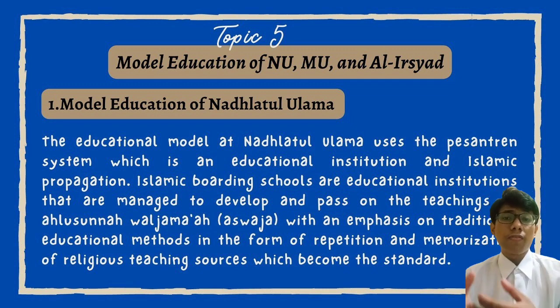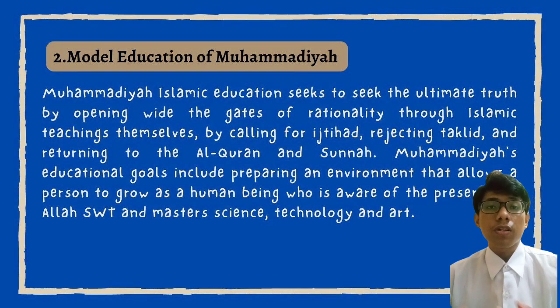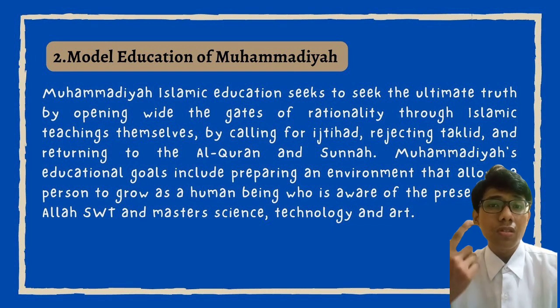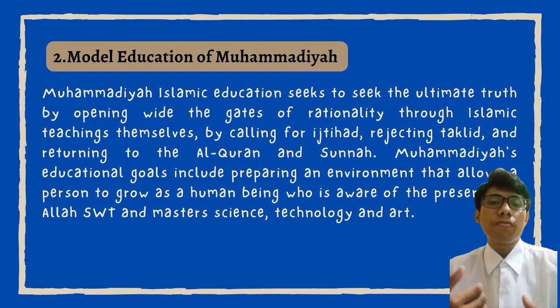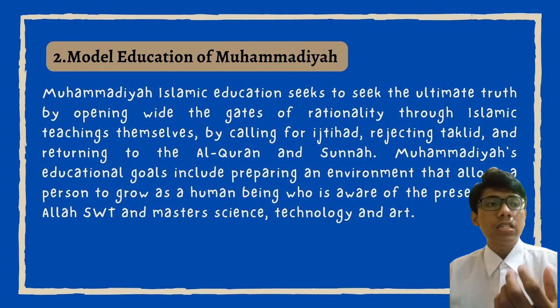Okay, after we talk about the educational model of Nahdlatul Ulama, next we talk about the educational model of Muhammadiyah. In general, the Muhammadiyah educational system seeks the ultimate truth by opening wide the gates of rationality through the teaching of Islam itself, by calling for ijtihad, rejecting taqlid, and returning to the Al-Quran and the Sunnah. The Muhammadiyah educational model is based on the following values. First, Muhammadiyah education is held referring to values originating from the Al-Quran and the Sunnah of the Prophet. The second one is seeking the pleasure of Allah, which becomes the basis and inspiration in the endeavor to establish and run charity business in the field of education. The third one is to apply the principle of cooperation while maintaining a critical attitude.